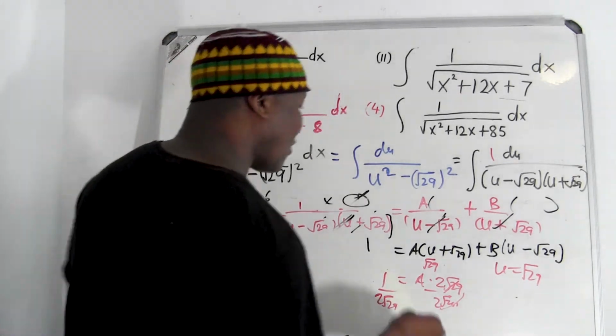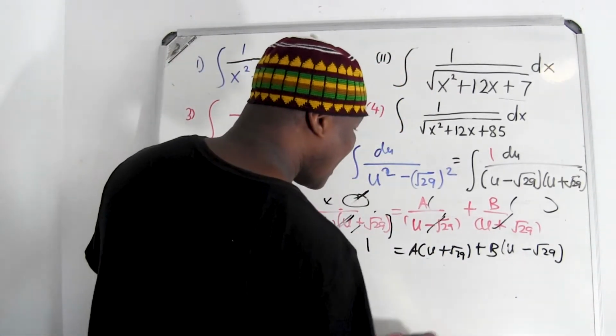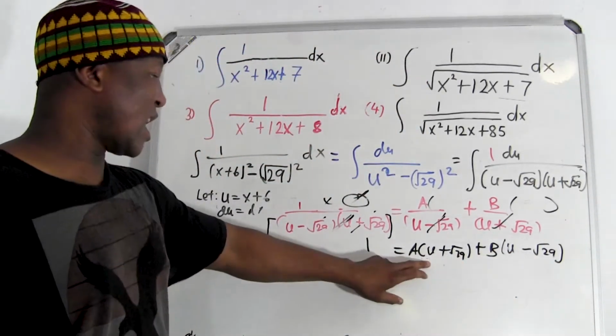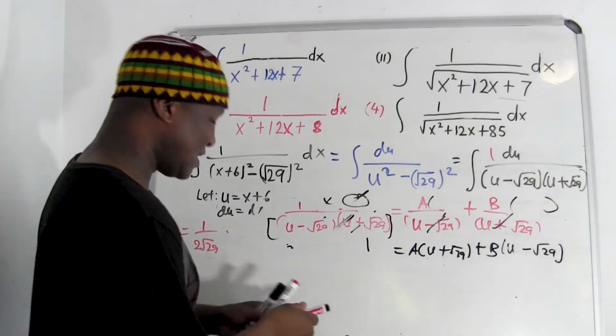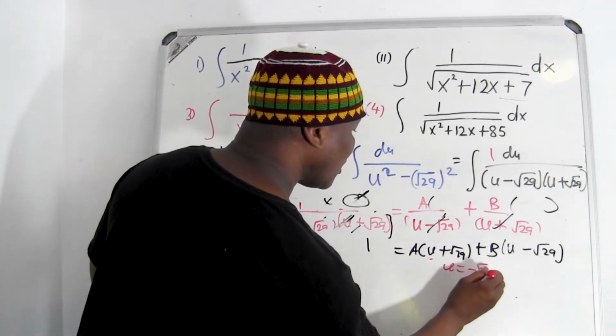Okay, now how are we going to get the value of b? For the value of b, we're going to use the same tactics. For me to get b, I must eliminate a. How am I going to eliminate a? For me to eliminate a, I have to let u equal to square root of 29. You know why?